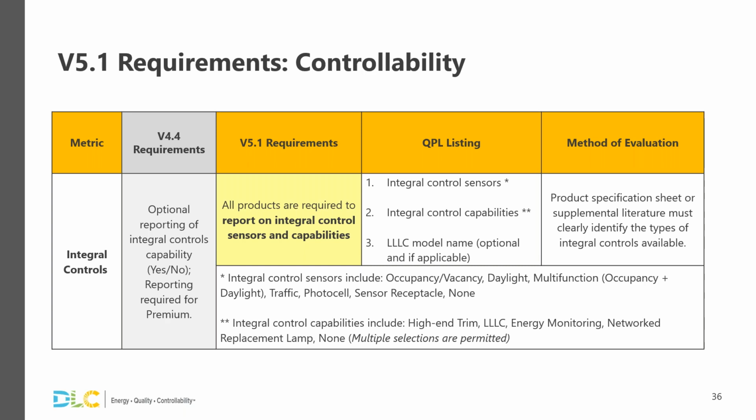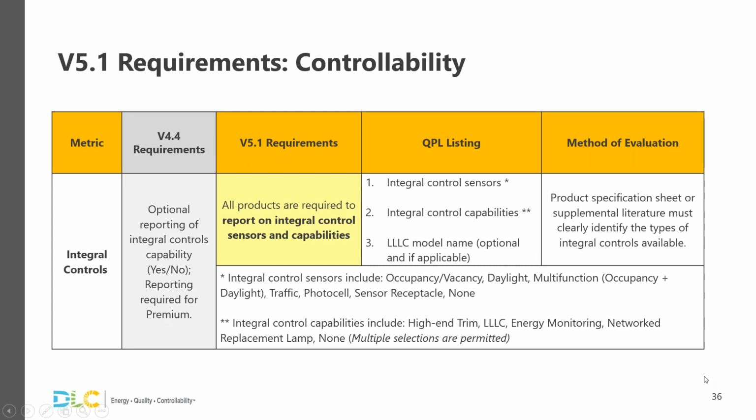But similar to the bug ratings that Yao was just discussing, this is not a performance threshold. There's no pass or fail. This is a mandatory reporting requirement. And if the product has no option for integral controls, that is one of the acceptable reported elements from a manufacturer, that there could be no or none for integral control sensors or integral control capabilities. So this becomes a requirement under 5.1.